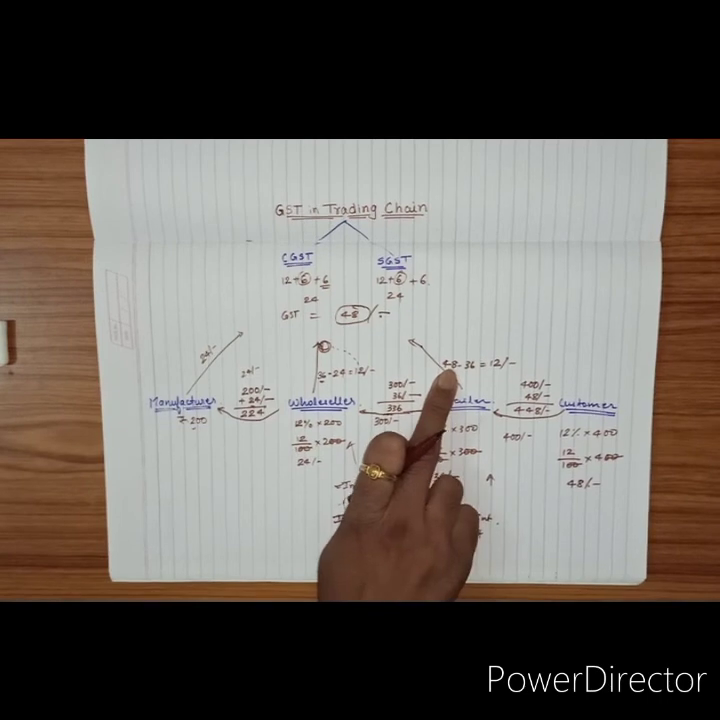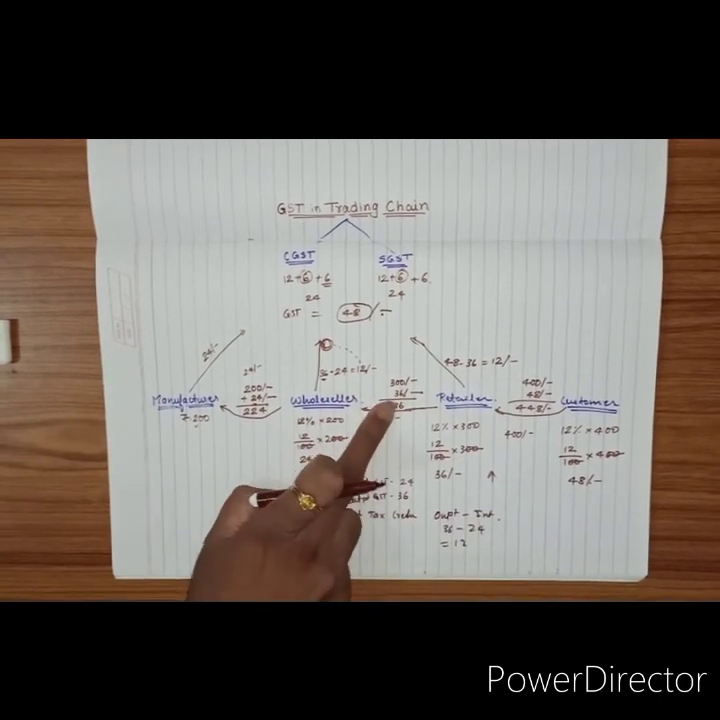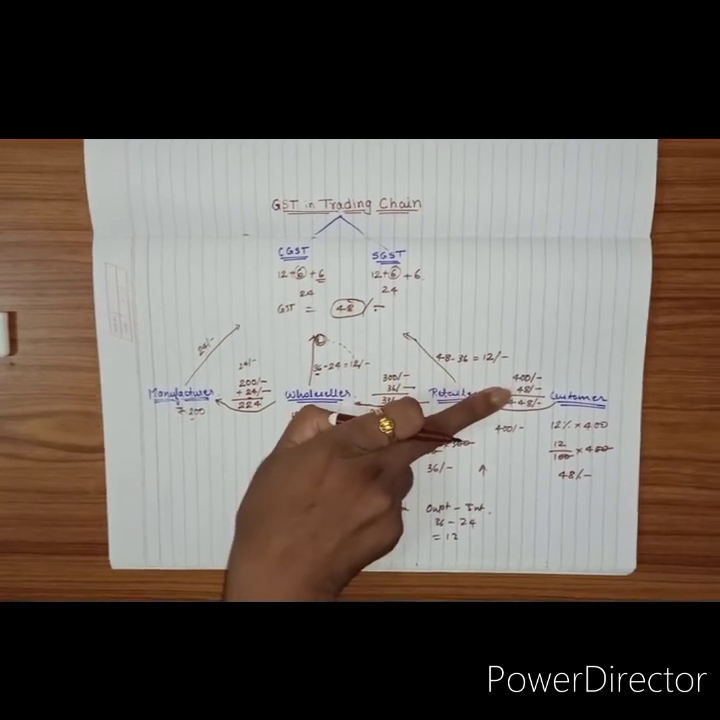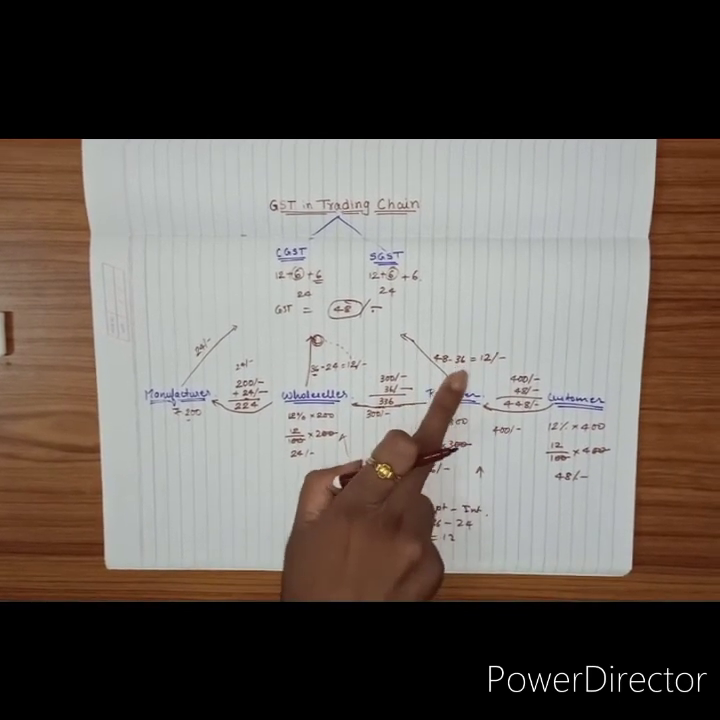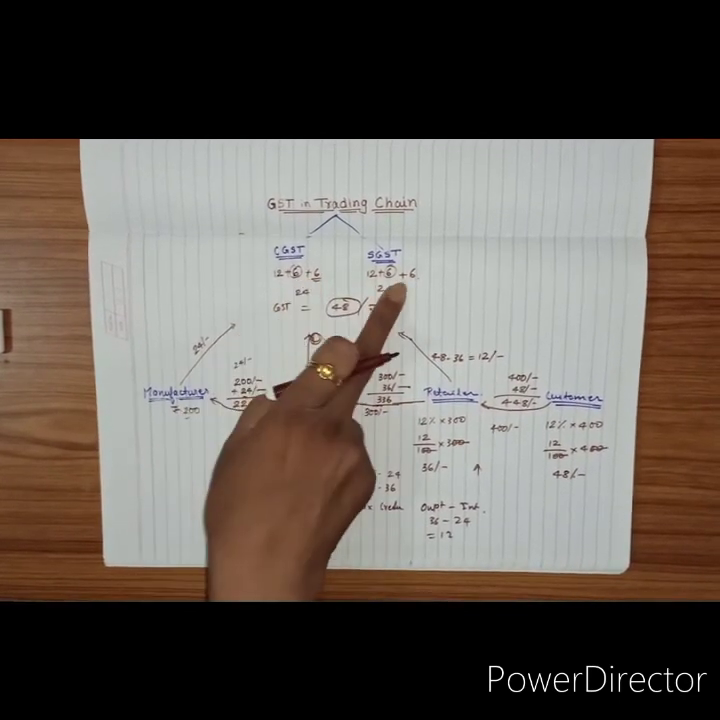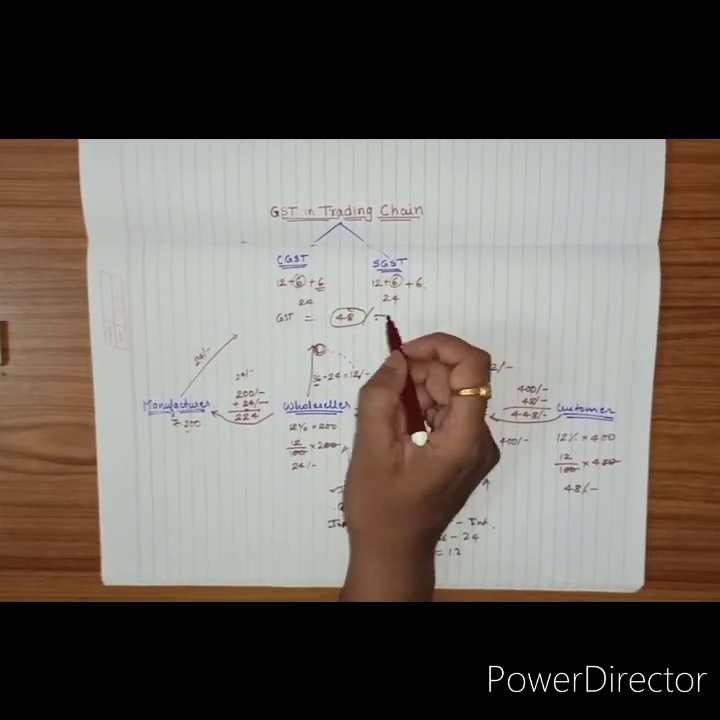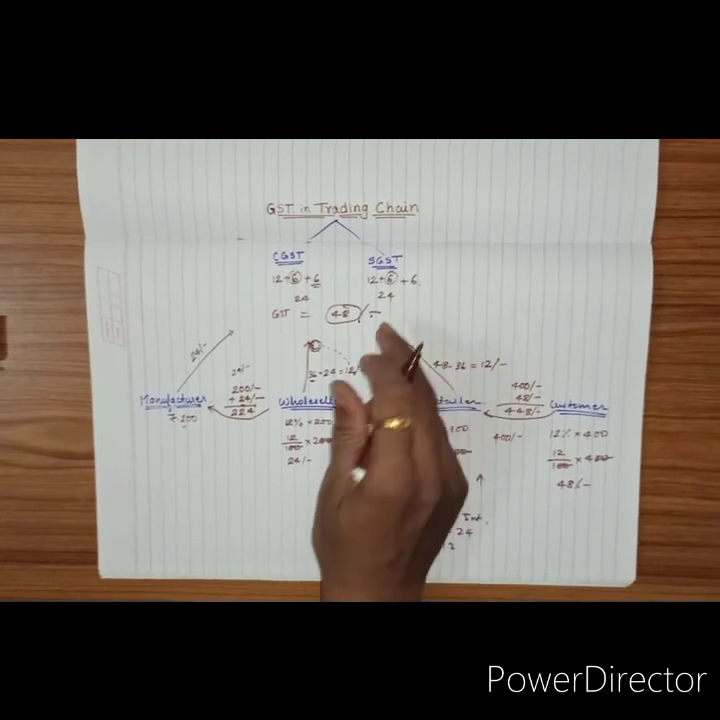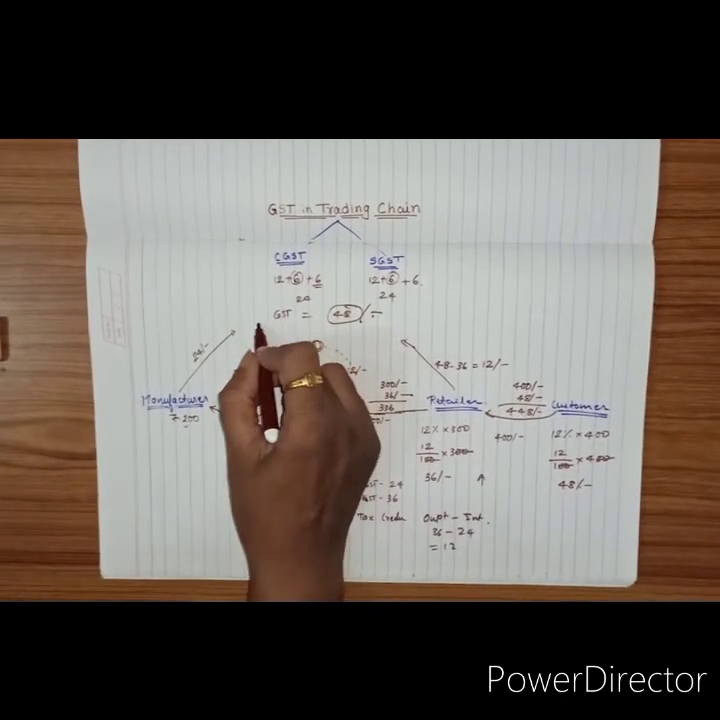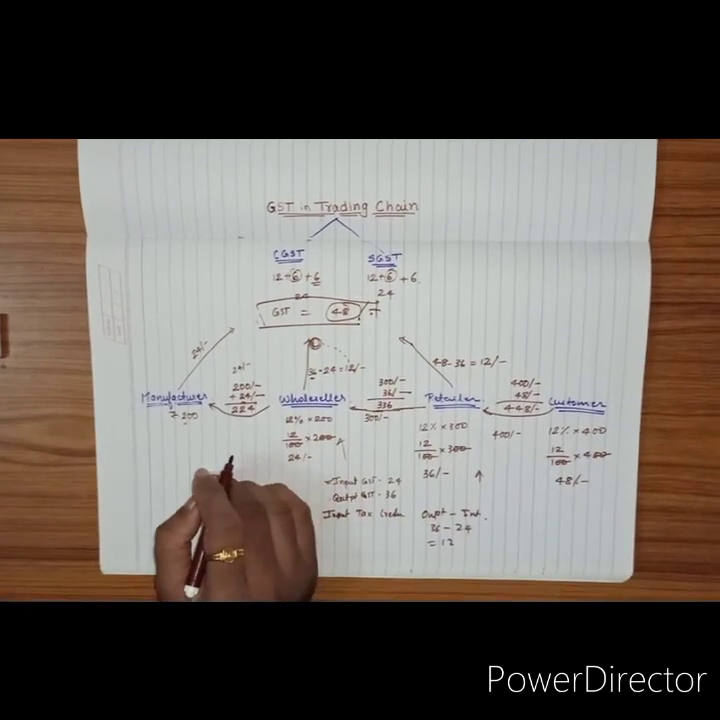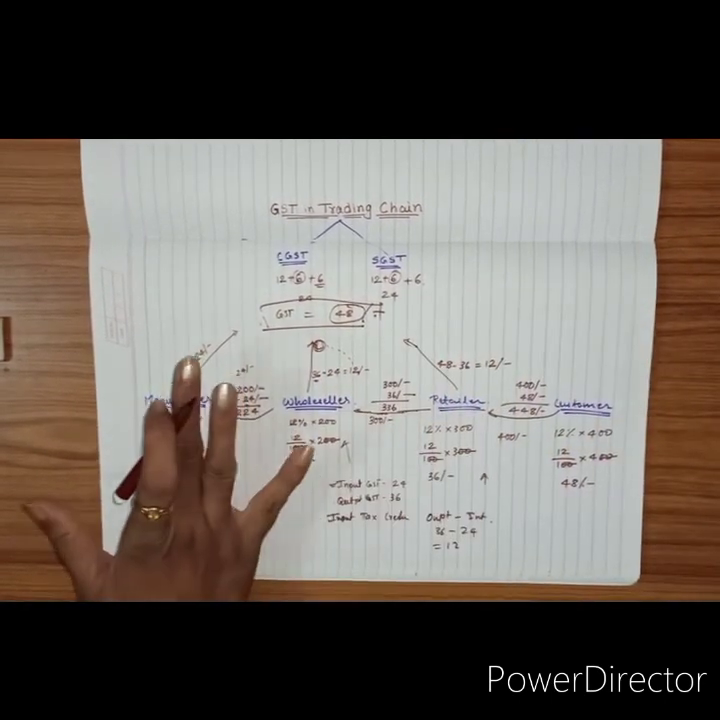Same way here, 48 minus what he has given here. This is his input and this is his output. So 48 minus 36 gives you 12. So 6 again in CGST and 6 again in SGST. So when you total it up, you get 48 rupees being paid as GST to the government. So this is how the chain goes.